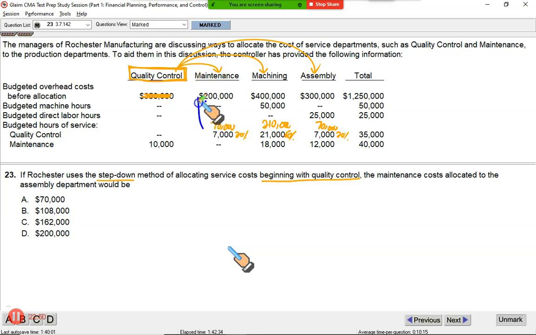Now the total cost we need to shift is 270,000. This 270,000, which is the cost of maintenance, should now go to machining and assembly. Maintenance department gives 10% services to quality, which we are going to ignore because it's stepped down. It gives 18,000 hours to machining and 12,000 to assembly.